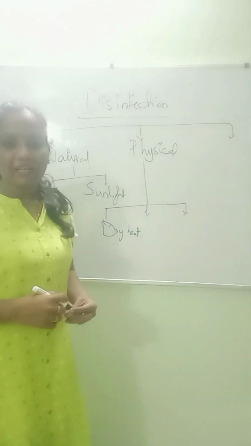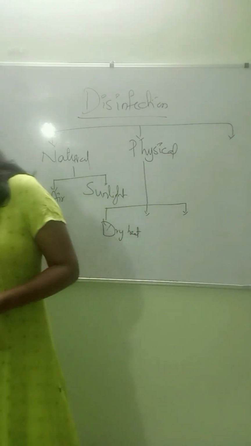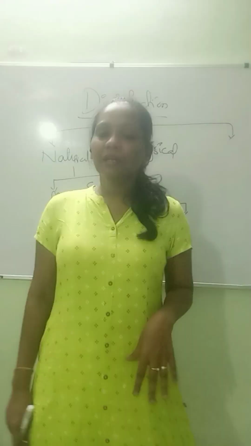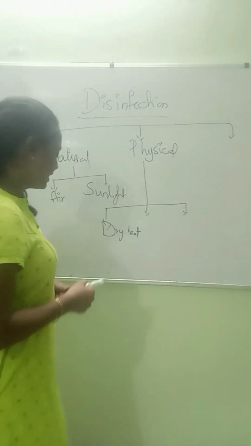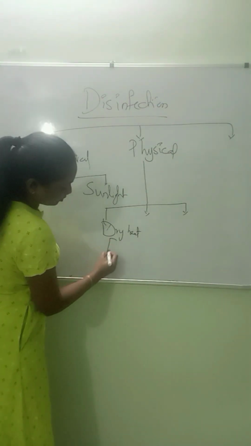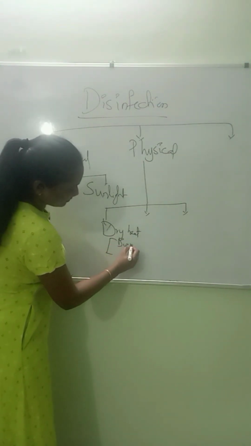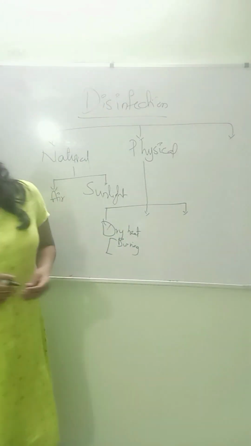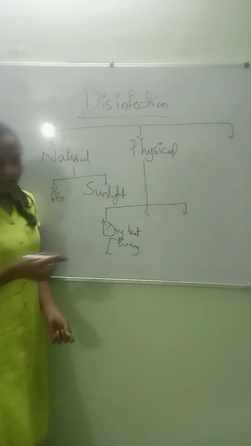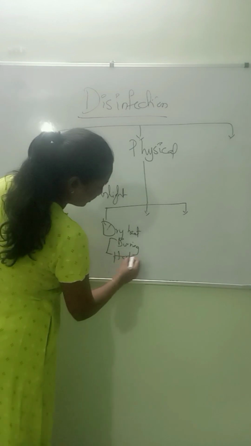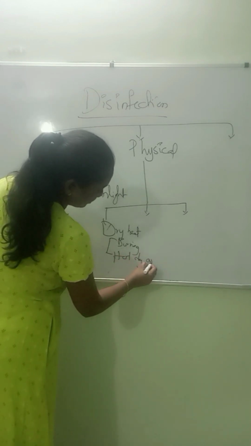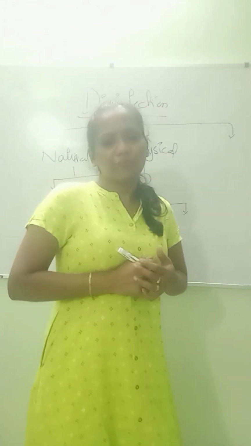We call it a dry heat. So that dry heat can be done by using two methods: by burning, or the second method is hot dry air.